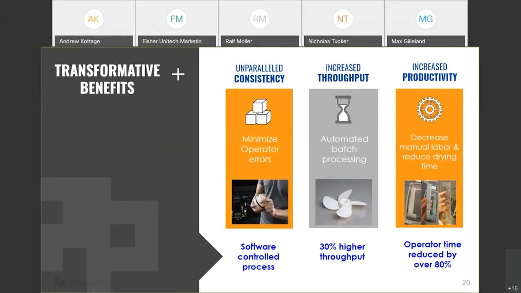And then that productivity. How can you reduce that manual labor so that ultimately you can go on to more value-added activities and really get a very nice ROI for your investment?